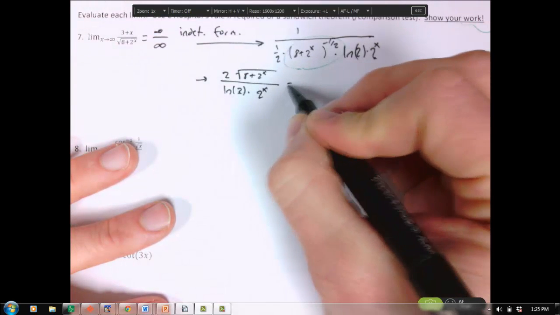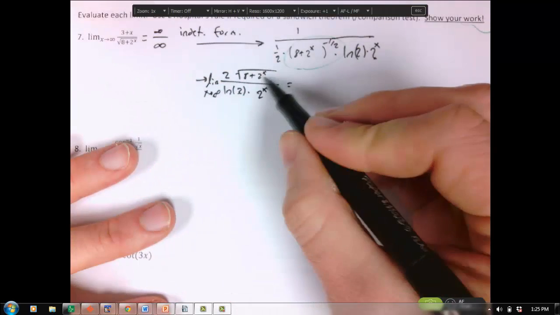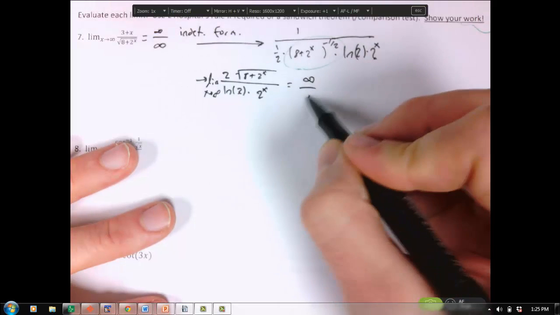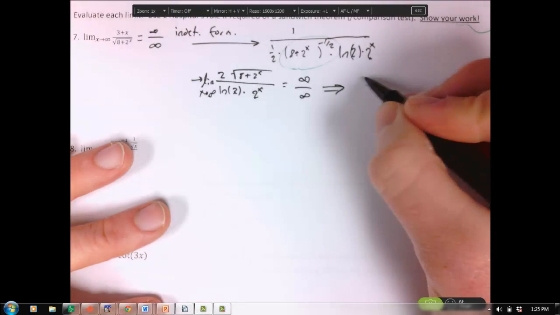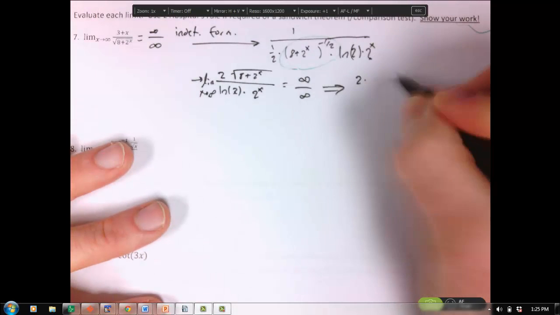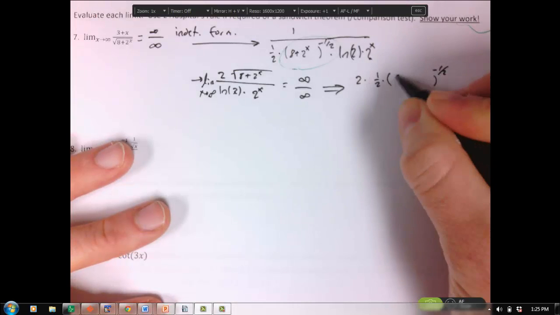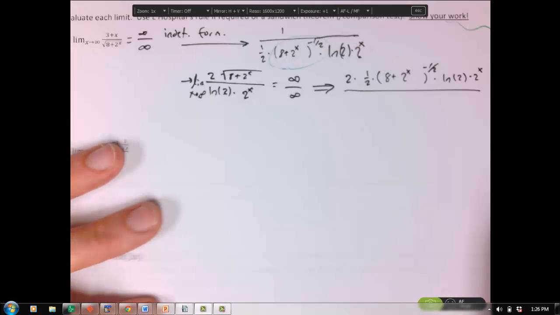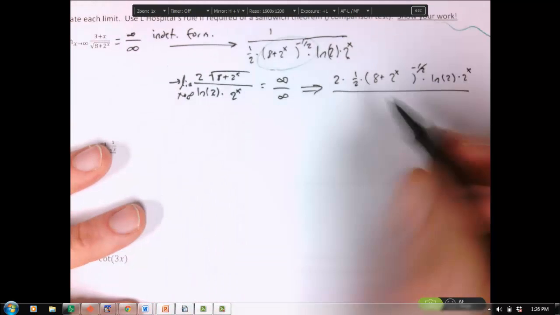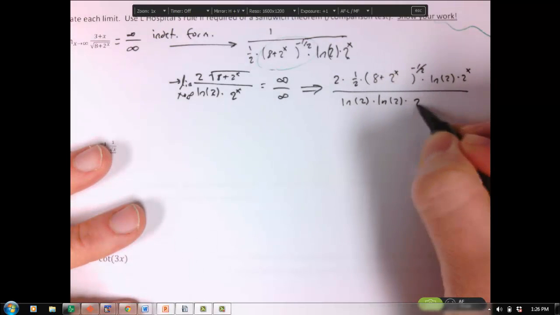So I'll write limit, x approaches infinity. This is still approaching infinity over infinity, so it's still an indeterminate form. So let's do it one more time. In the numerator, I've got 2 times 1/2 times all that business to the negative 1/2 times the derivative of the inside, which is natural log 2 times 2 to the x, all divided by the derivative of the bottom. So I've got a natural log 2. I will have another natural log 2 times 2 to the x.